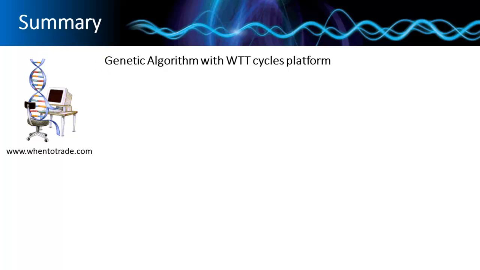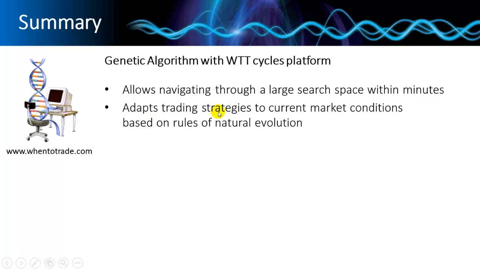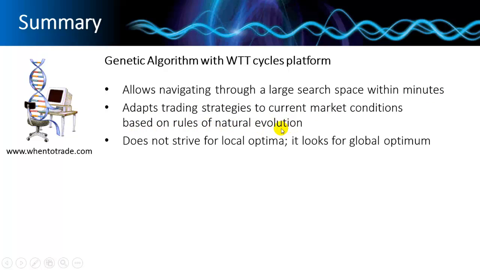We've started with the general information of what genetic algorithms are. I've shown you how this feature has been implemented in the Cycles platform, and in the end you have now seen 2 live examples on how to combine cycles and classical indicators within the genetic algorithm platform. Finally, the genetic algorithm within the When to Trade Cycles platform allows you to navigate through a large search space within minutes. It adapts trading strategies to current market conditions based on rules of natural evolution. It does not strive for local optima, it looks for the global optimum of your trading strategies.